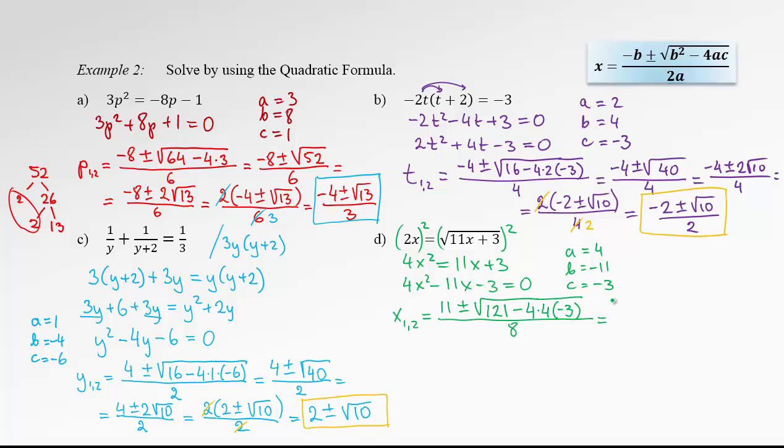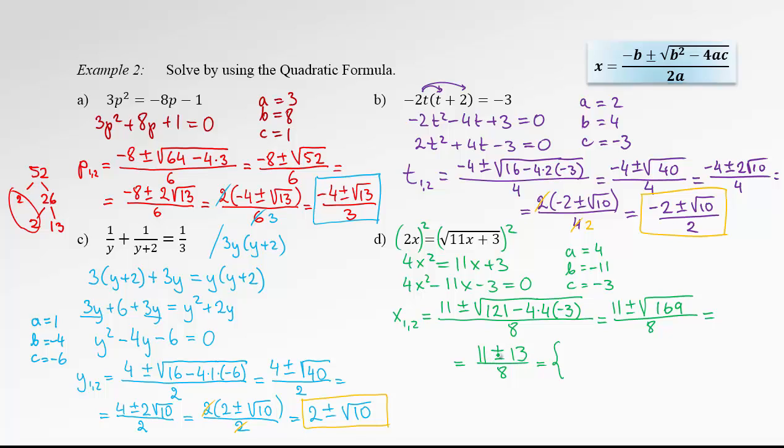And simplify. 11 plus minus root of 16 times 3 is 48, so we really have 121 plus 48. That gives us 169. Everything over 8. Well, that's great. 169 is a perfect square number, so we can get rid of this root instantly. It's actually 11 plus or minus 13 over 8, which gives us two roots. One with plus, one with minus.